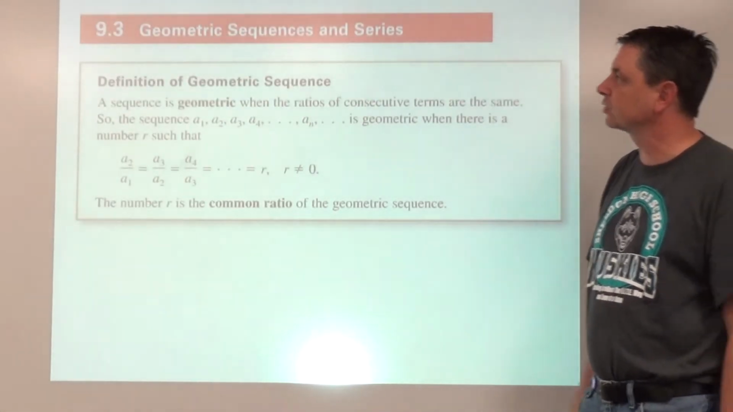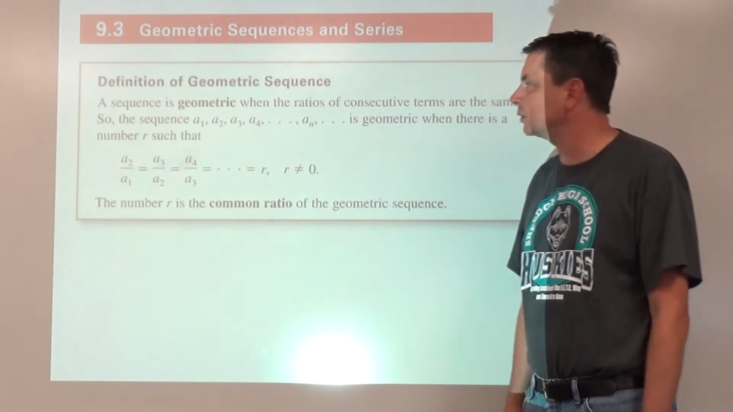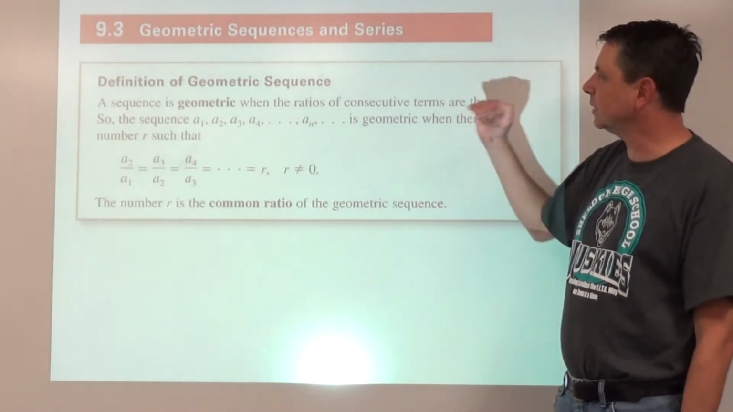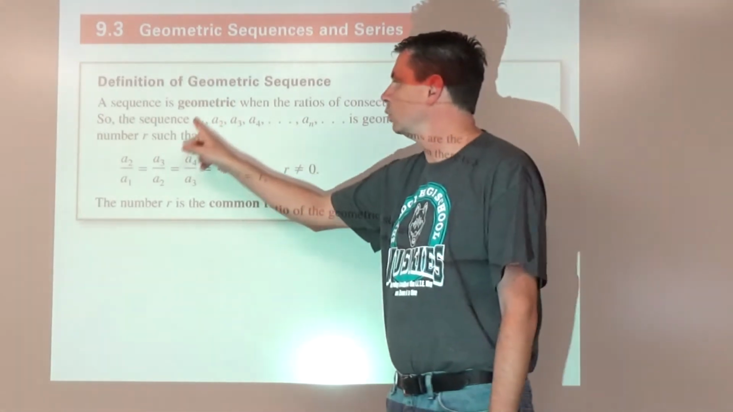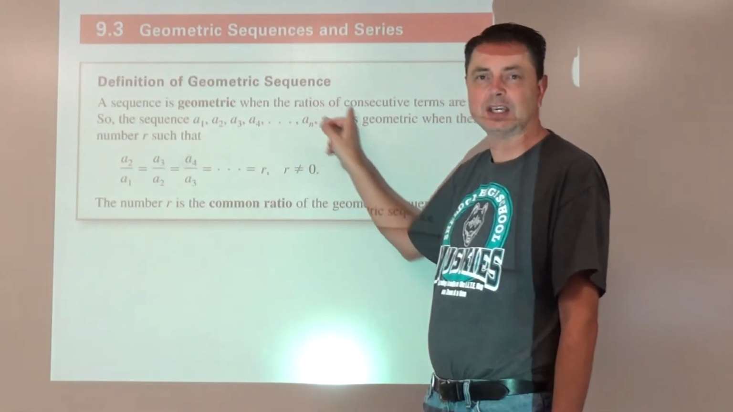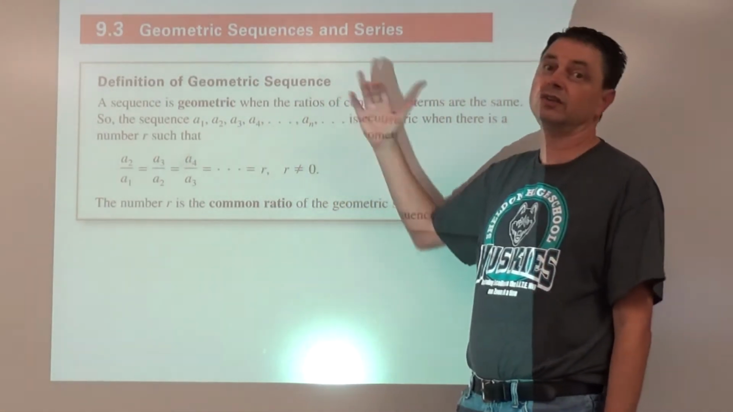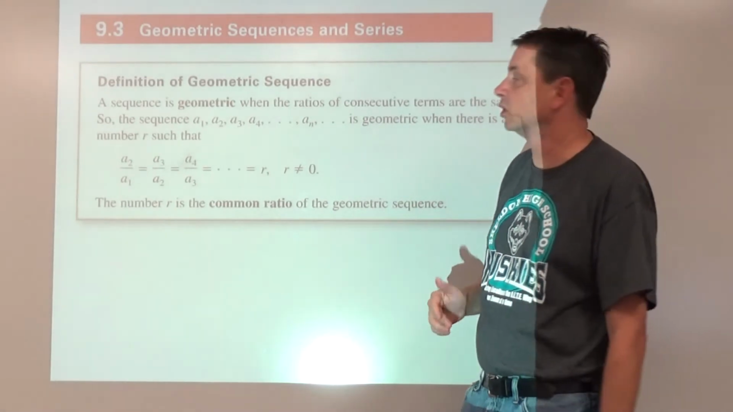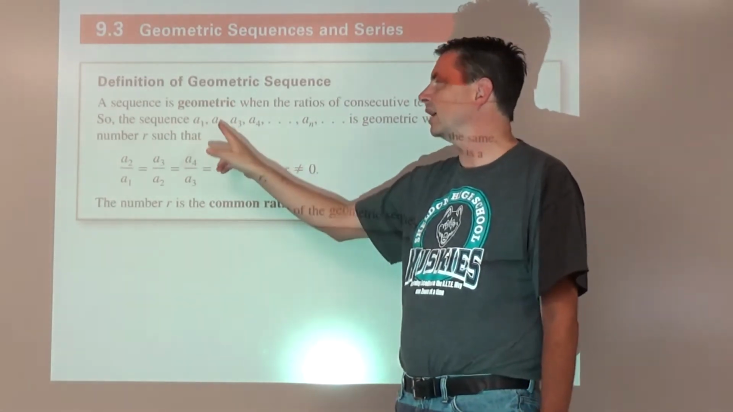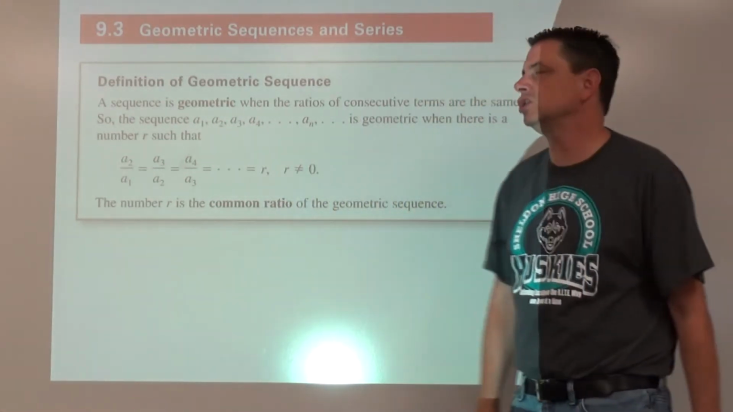This is lesson 9.3, geometric sequences and series. So a geometric sequence is one in which the pattern is multiplication, or division, which is essentially the same thing as multiplication. So if it's multiplying by 3 each time, that's going to be geometric.